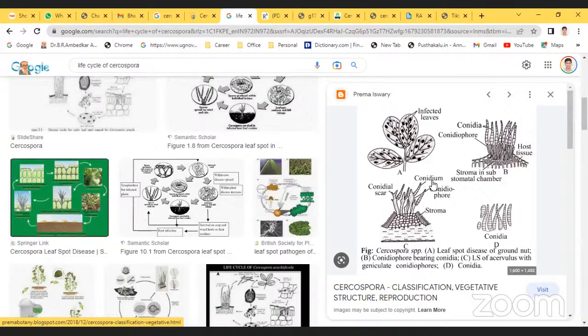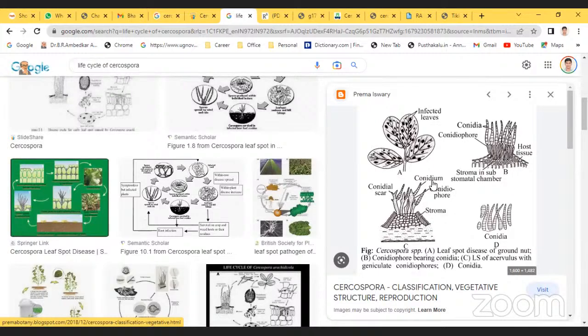So the conidia are produced acrogenously. Each conidium is long, cylindrical to obclavate. Obclavate means rounded at the base and tapering towards the end. And the color ranges from hyaline to ashy gray to light brown. This is after taking the section, the cross section.